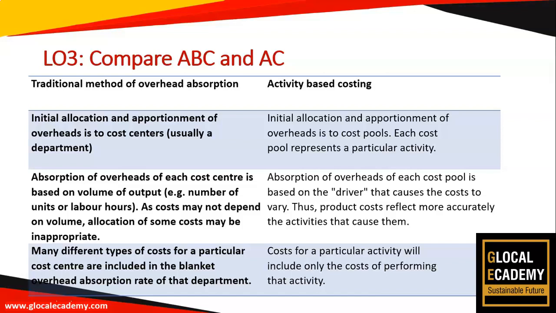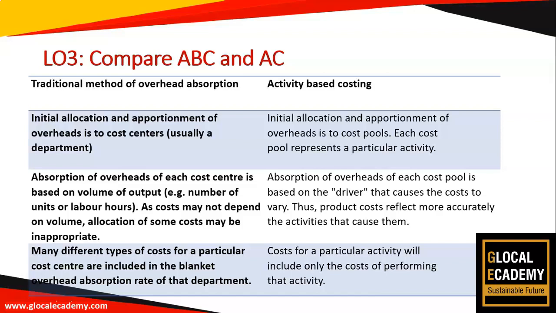Now the second point is that absorption of overheads of each cost center is based on volume of output, and that volume of output is either the number of labor hours or number of machine hours. However, in the case of activity-based costing, absorption of overhead of each cost pool is based on the driver that causes the cost to vary. So here we have multiple pools and multiple drivers.